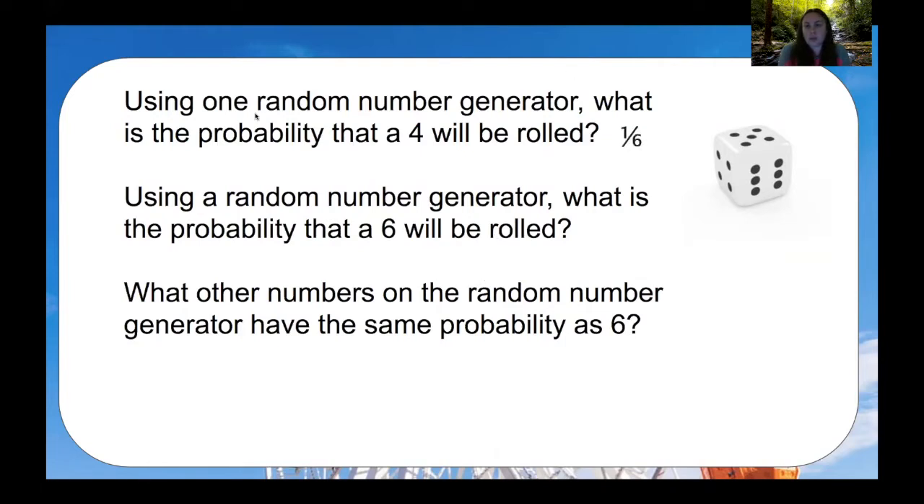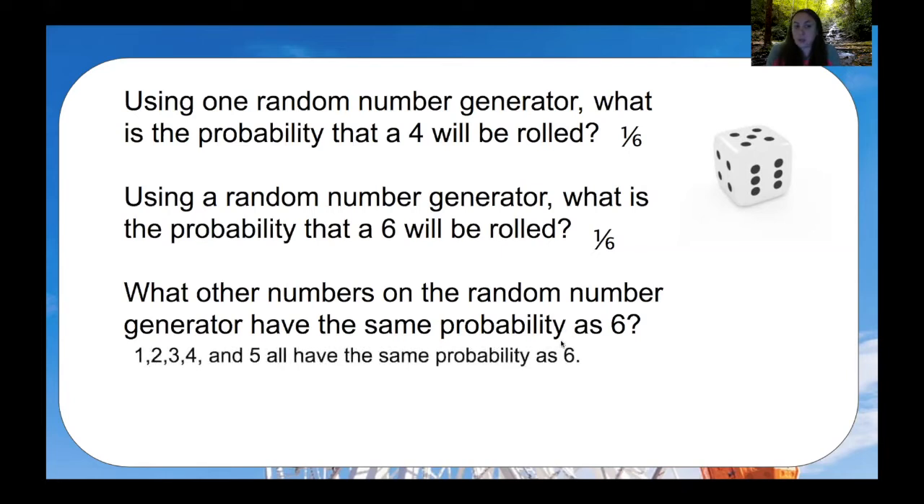Okay, so that first question, rolling a 4 is 1/6, because there's only one 4 on this whole thing, and there are 6 sides, so it's 1 out of 6. Using the random number generator, the probability of rolling a 6 is the same. There's only one 6, and there are 6 sides, so we have 6 different outcomes. What other numbers on the random number generator have the same probability as 6? 1, 2, 3, and 4 all have the same probability as 6. They all have just one side on there.